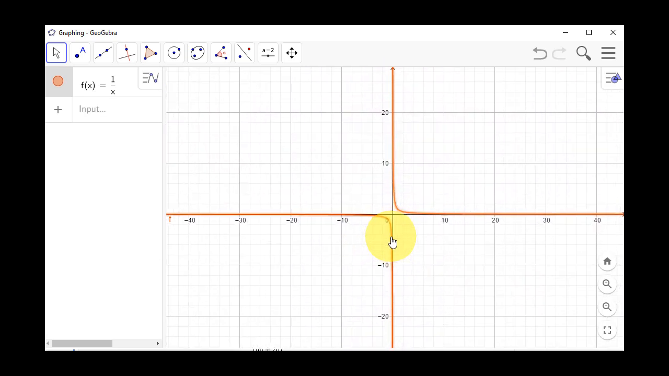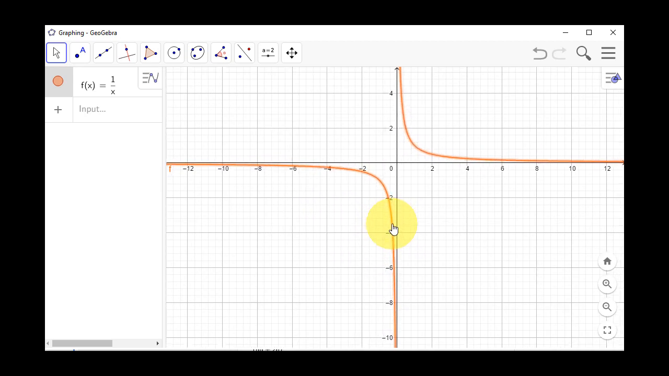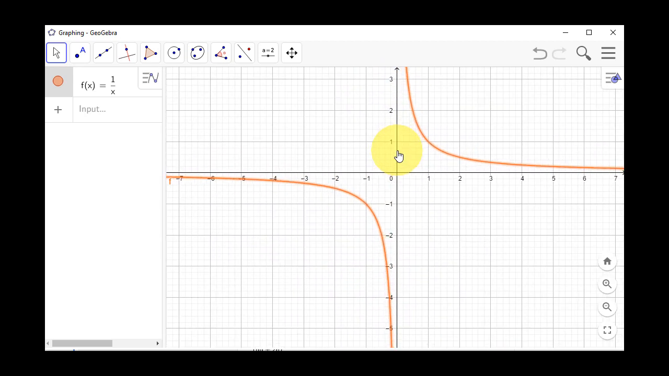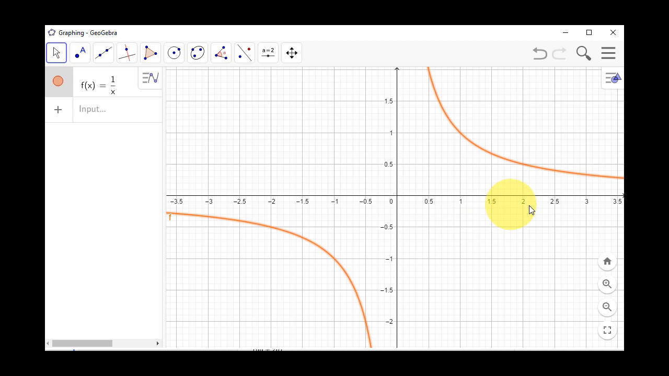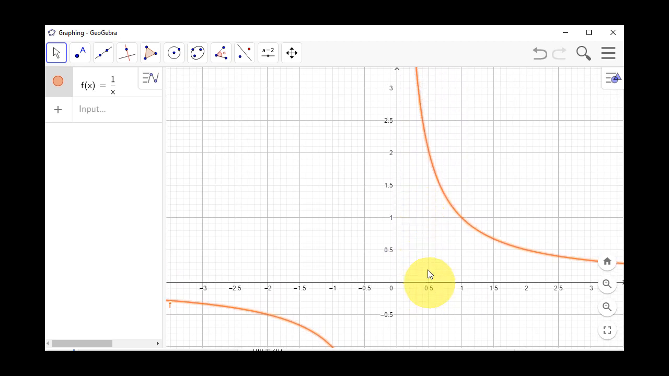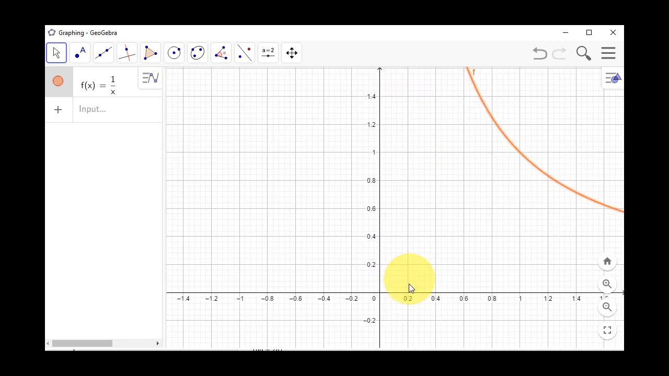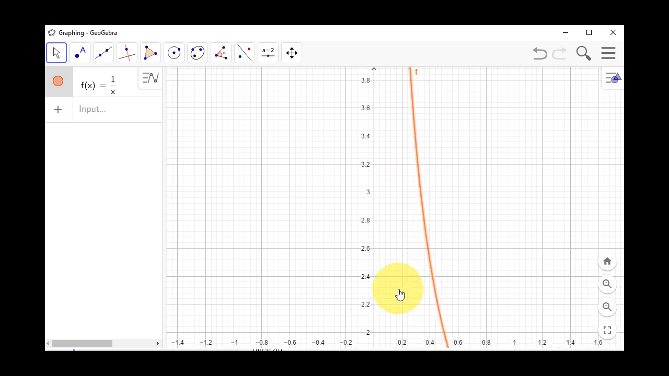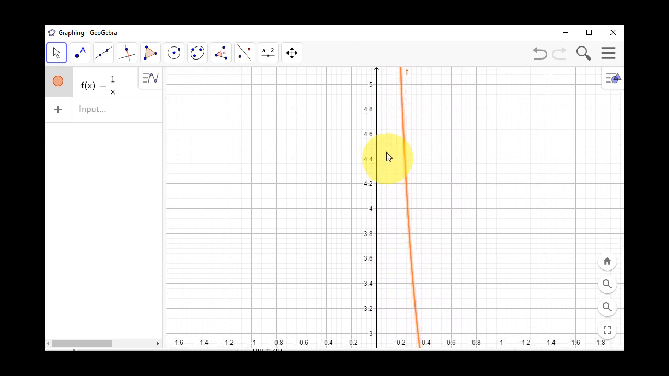Now, what happens when I'm getting closer to 0 from the other side of the y-axis? Well, as you can see here, when x equals 2, y equals 0.5. But now, when x equals 1, y equals 1. And when x equals 0.5, y equals 2. If I get closer again, I'm going to do exactly the same thing on the right side of 0, and as you can see, the same thing happens.